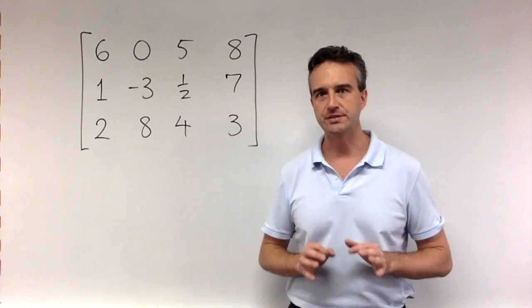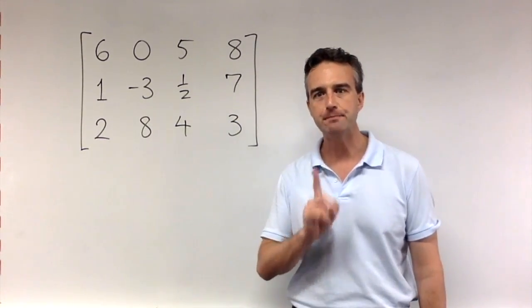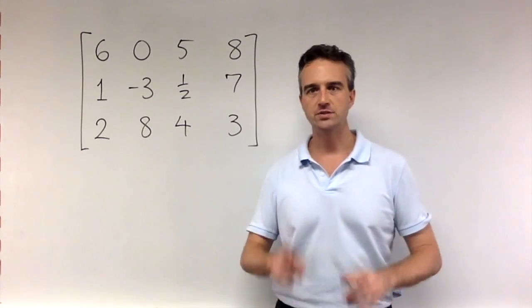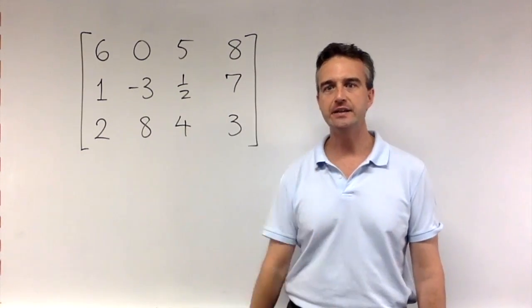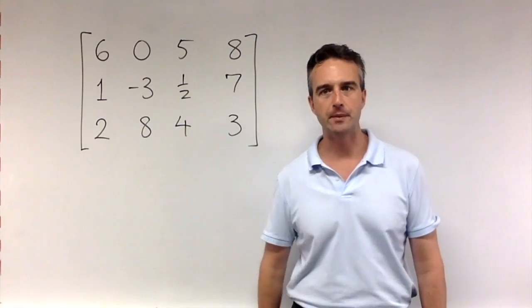Fine, let's proceed. This is a typical matrix. When we have one, we say matrix, but when we have many, we say matrices. So matrix is singular and matrices is plural for many. Important little grammar point there.